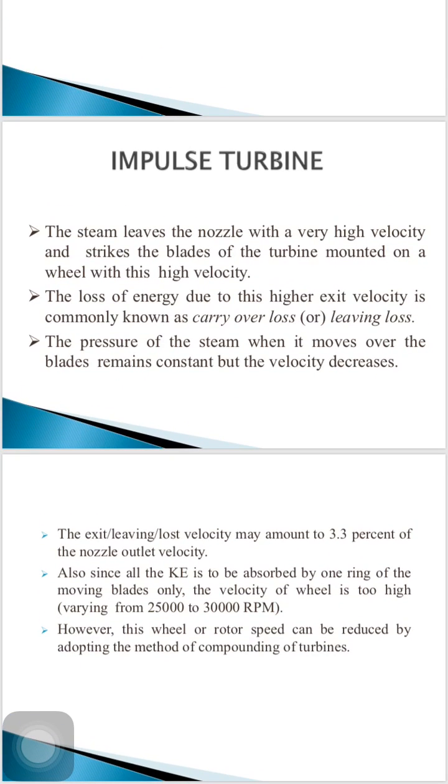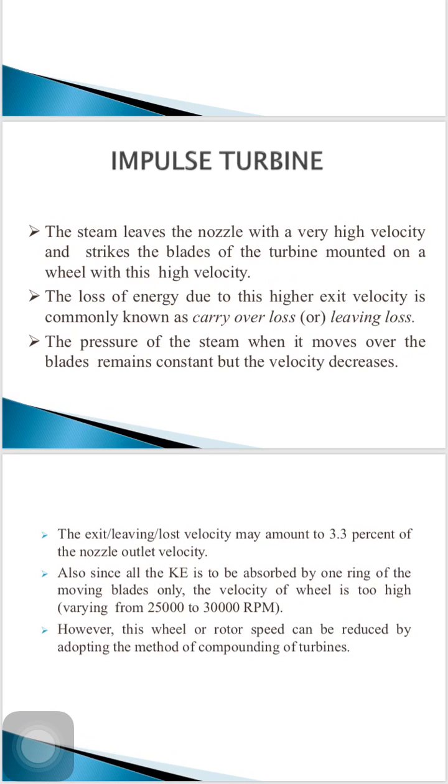The steam leaves the nozzle with a very high velocity and strikes the blades of the turbine mounted on a wheel with this high velocity. The loss of energy due to this higher exit velocity is commonly known as carryover loss or leaving loss. The pressure of the steam when it moves over the blades remains constant but the velocity decreases.